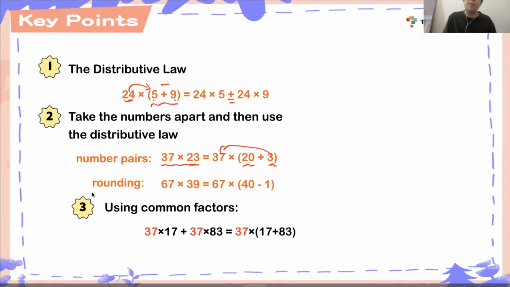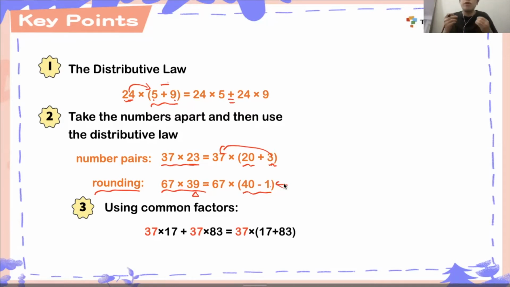And also the same way in rounding. So what that rounding means, when we meet a multiplication like this, 67 times 39. And we know 39 is close to 40. So if we change 39 into 40 minus 1, and we use distributive law, we can make this multiplication much easier, right?